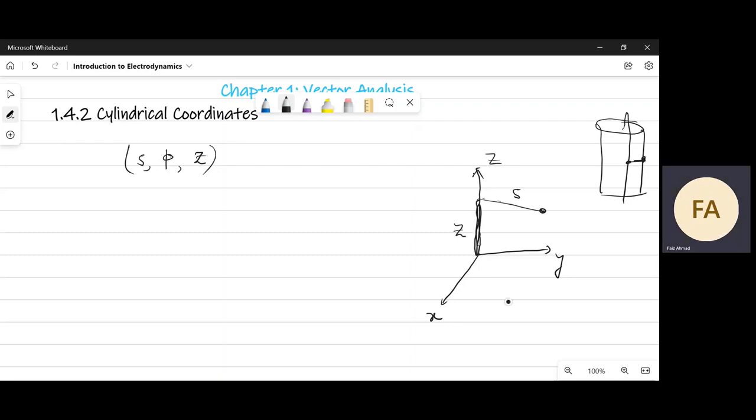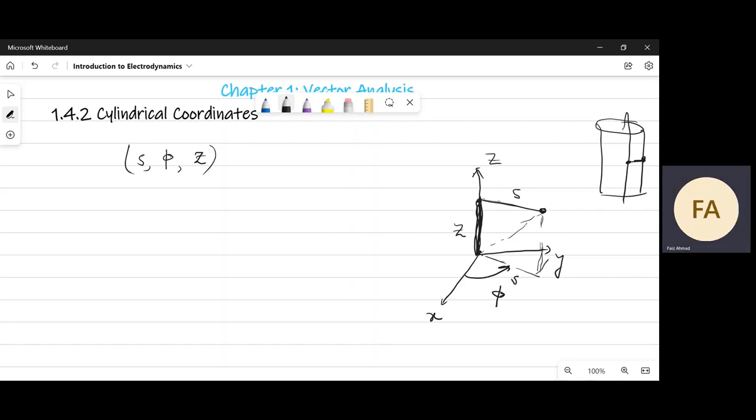You can see that for spherical coordinates, we were taking r as the distance from the origin. Now we are taking s from the z-axis. So z is the same z. s is the distance from the z-axis to the point, and phi is the angle of the projection of the point in the x, y plane, the same as phi was in the previous case. But there is a difference in r.